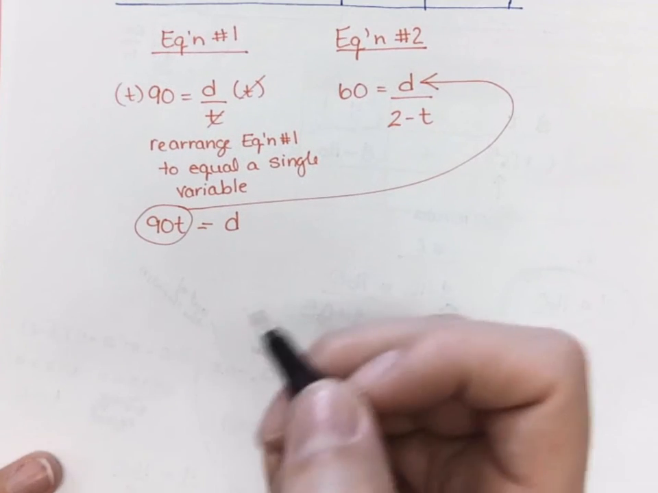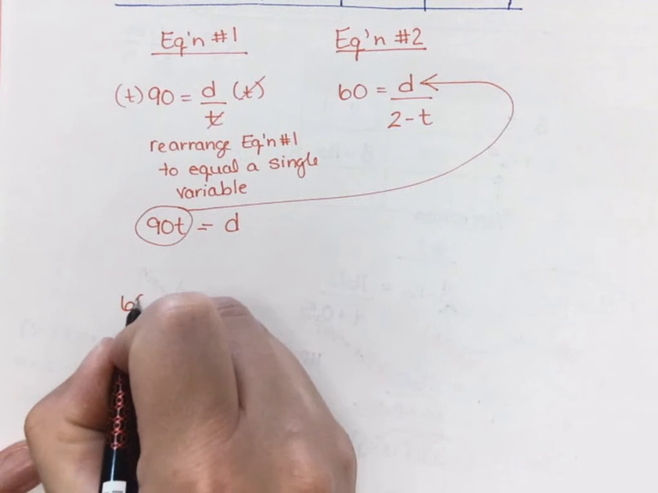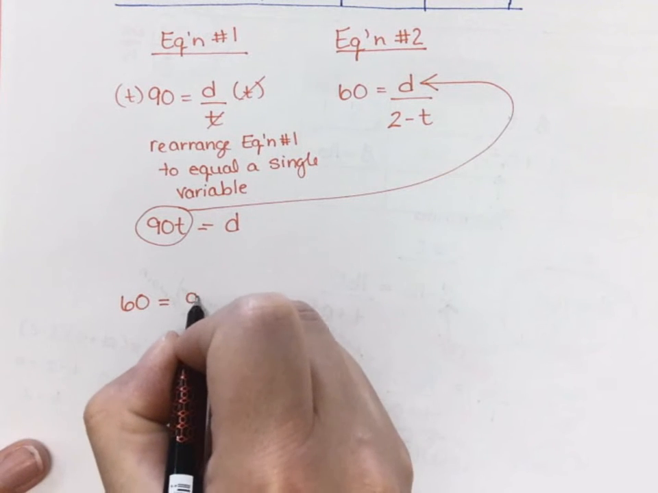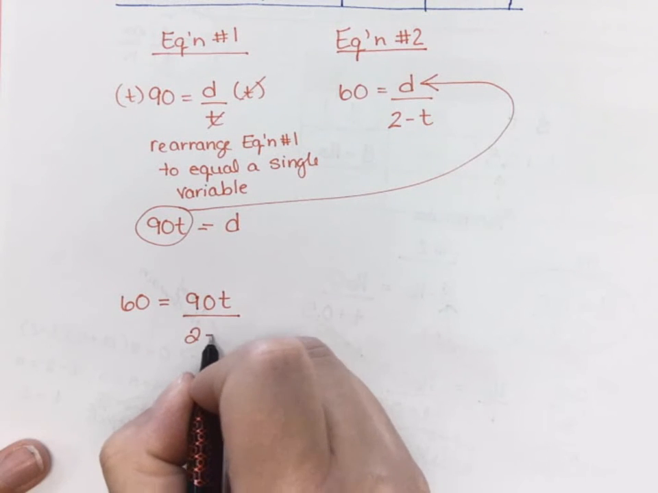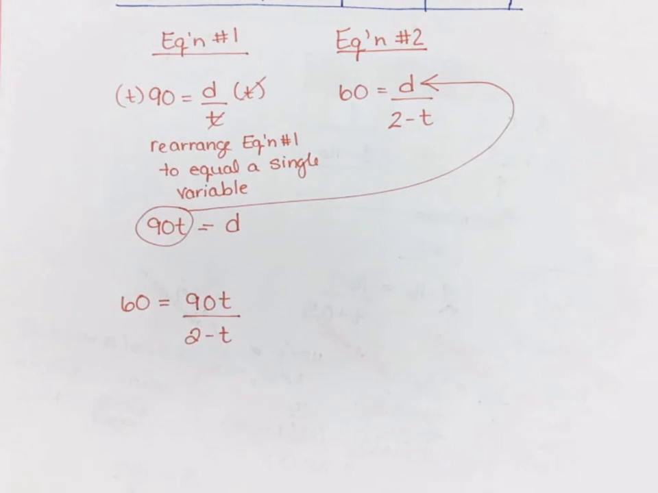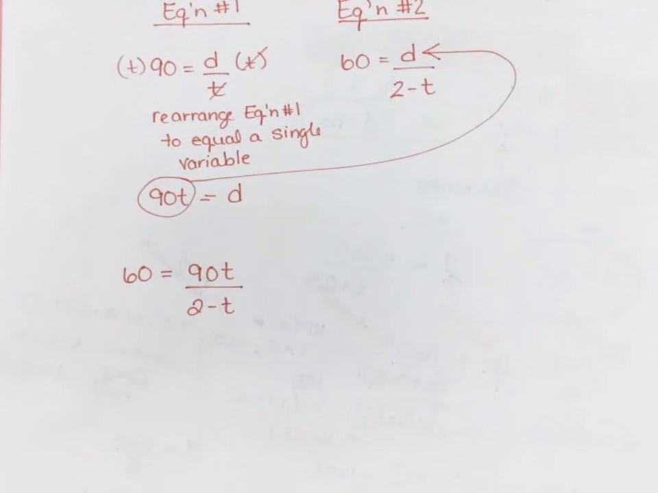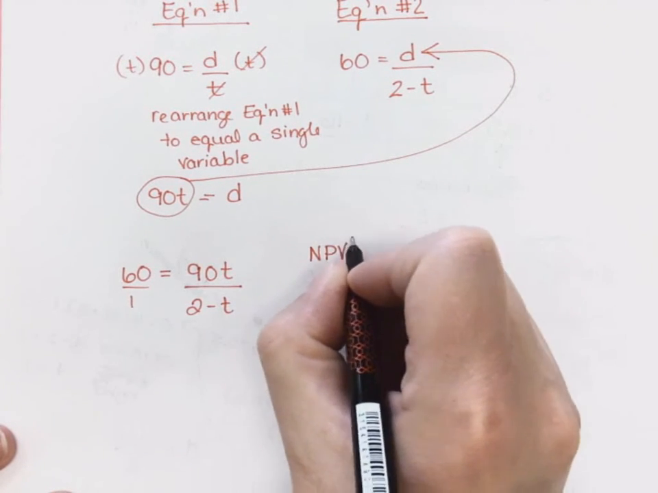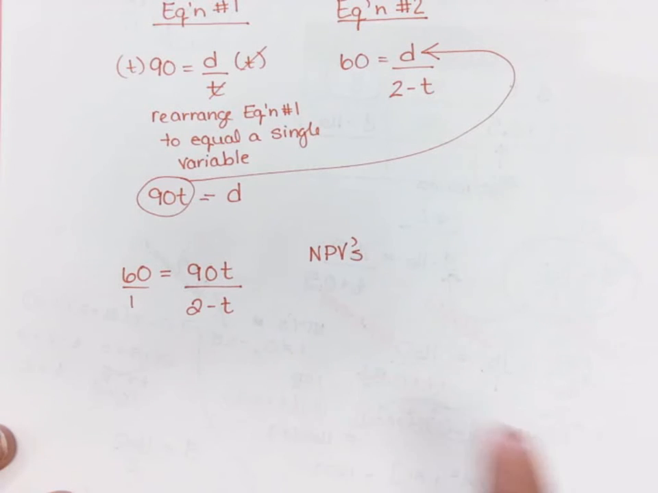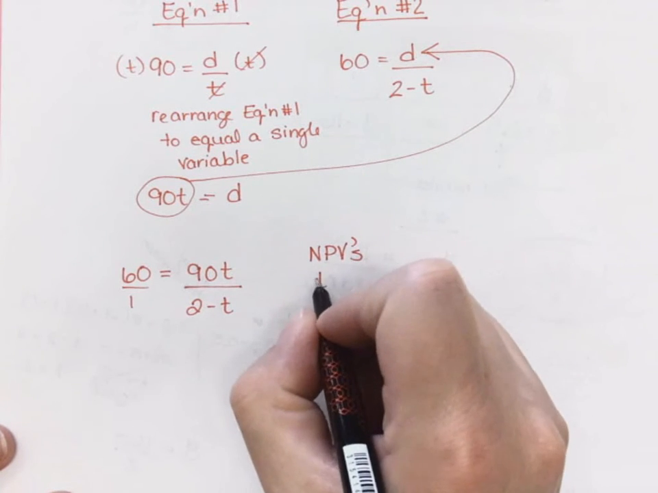So now we're into our solving equation. It's going to be 60 equals 90T over 2 minus T. What is the denominator on 60? 1, right? Okay, so let's do NPVs. Oh, factor everything, but it's kind of already factored. So I jumped to NPVs.